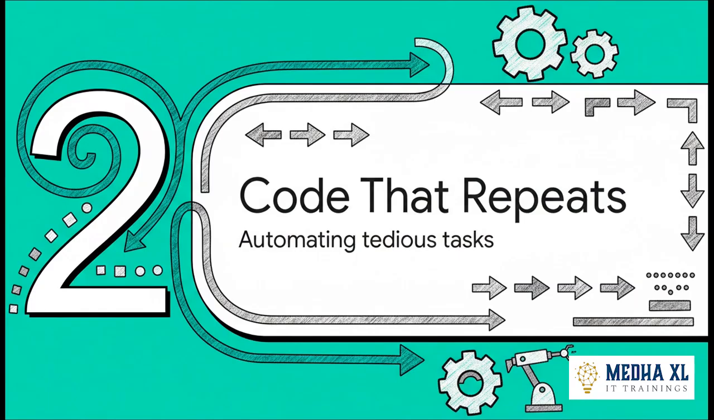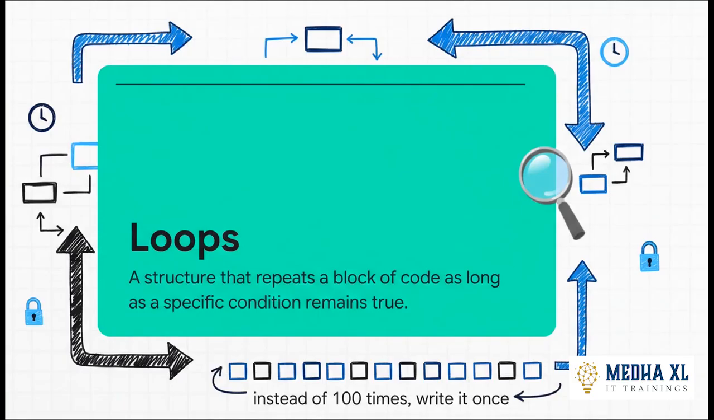All right, we've given our code the power to decide. Now for the second superpower, teaching our code how to repeat itself. This is how we get computers to do all the boring, repetitive work for us. We do this with something called a loop. And a loop is really simple. It's just a way to run the same chunk of code over and over and over again as long as a certain condition is true.